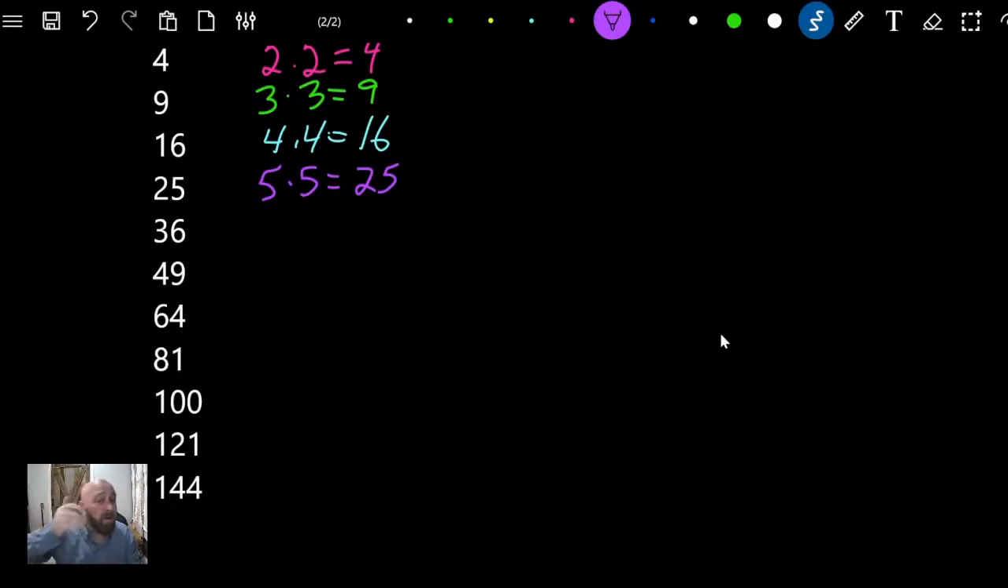You could keep going with that. 13 times 13, 14 times 14. And you could keep going all the way up till a million times a million. I mean, you can keep going. There's no end to the perfect roots.